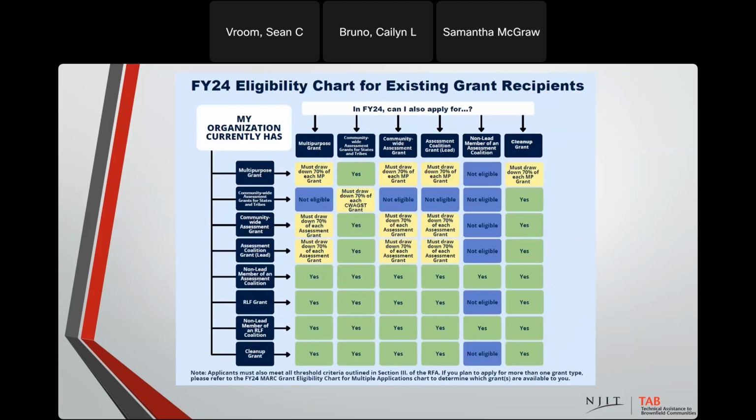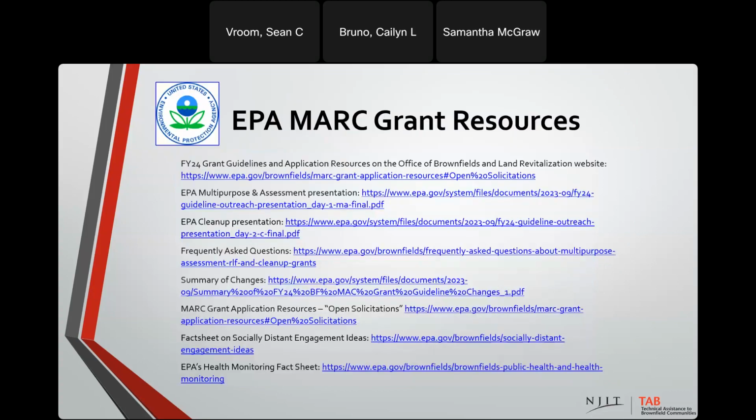And then this is their chart for if you're an existing grantee. You basically look at the left, what you have, and then you look to the right at what you want to apply for, and then it's going to tell you whether or not you're eligible to apply for it in this solicitation cycle. Again, this will be up on our website.